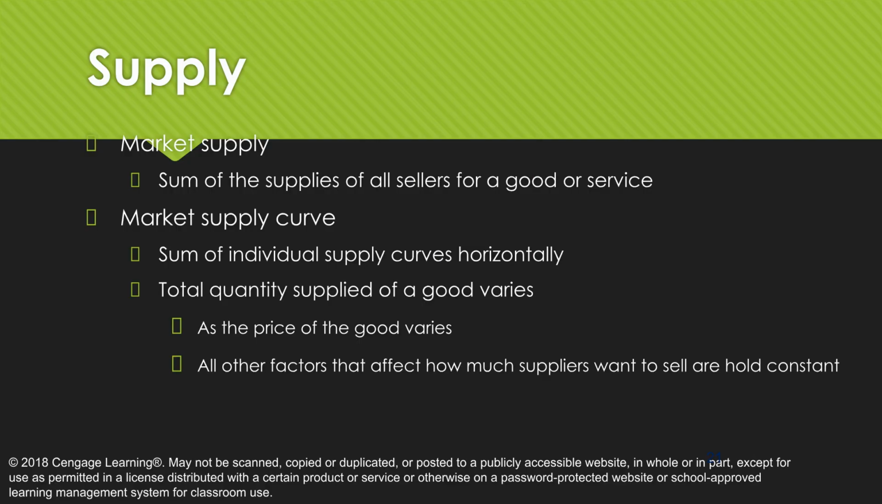We find the market supply curve by summing these individual supply curves horizontally, keeping other factors constant while the price of the good varies.